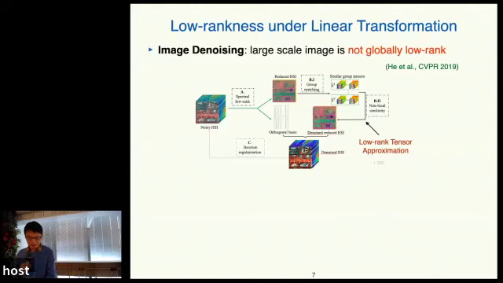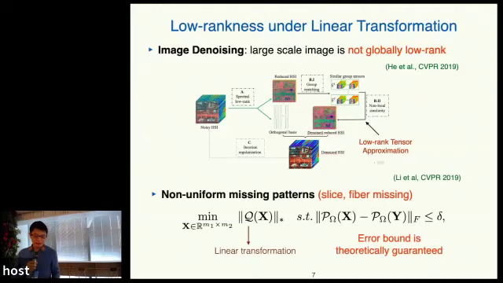Due to such a trick in computer vision, we formulate this in a general framework. Our goal is not to minimize the rank of the data, but we assume the data after transformation is low rank. So we put Q here: our data after linear transformation could have a low-rank structure. And the rest is the fitting error. Based on this framework, we can also give some error bounds and theoretical guarantees. I will skip the details.